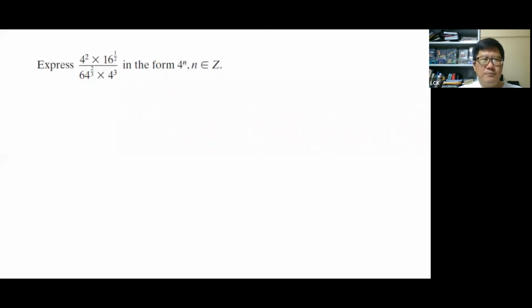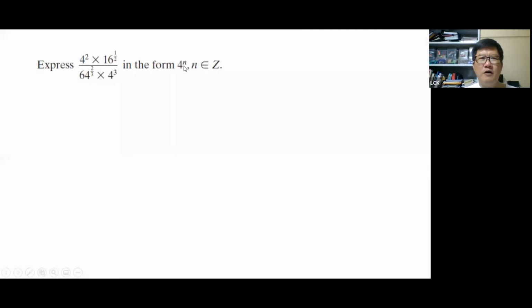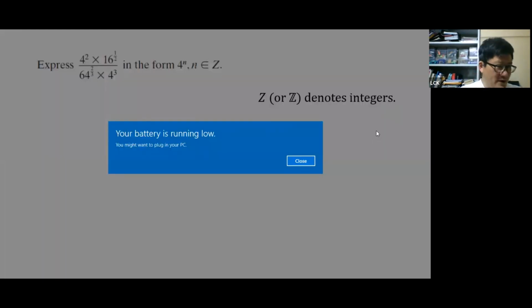Now express this very messy stuff in the form of y to the power of n, where n is an integer. Z here is a mathematical shorthand for integers. So Z, or sometimes it's a little fancier with double lines. Now this Z here denotes integers, and integers are whole numbers. They can be positive integers, they can be negative integers. They can be positive or negative, but they have to be whole numbers, like 5 or -7. That's also okay.